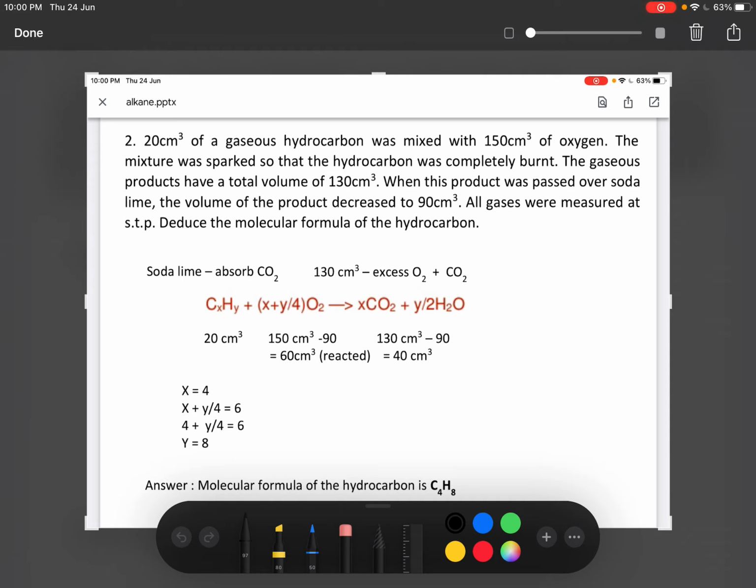So basically, they're all at the same pressure, so they're all the same ratio. So what is the molecular formula? Okay, first of all, it says that the hydrocarbon was completely burned. So that means that there could be excess oxygen. All of the hydrocarbon is used up, but there also could be excess oxygen.